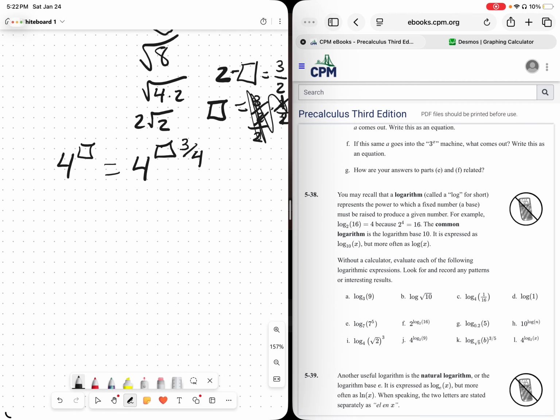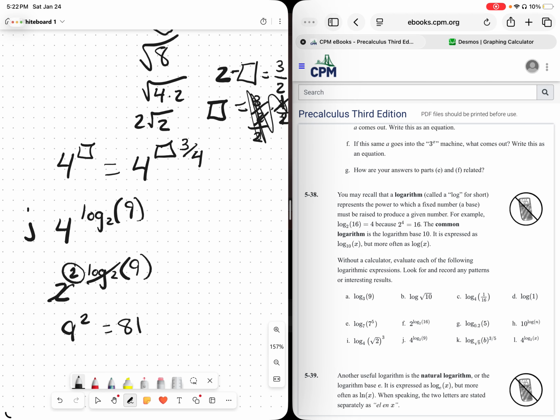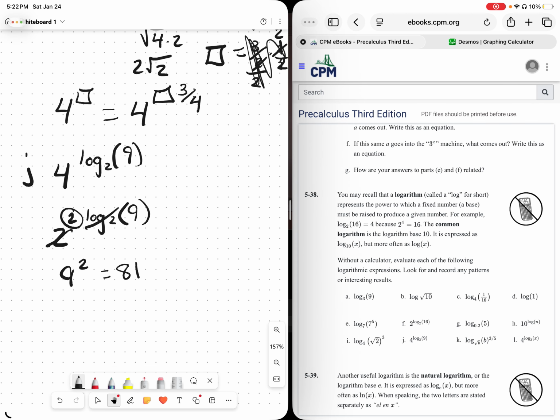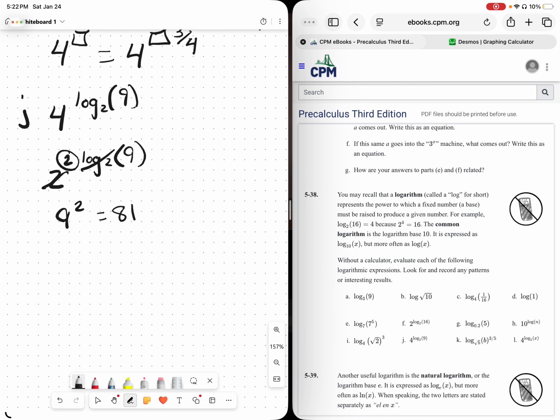A little complicated, right? All right, J, 4 to the log base 2 of 9, right? So again, I need it to match, right? So this is 2 to the second, log base 2 of 9, right? Again, this is an exponent. So even though these cancel, this is an exponent. So this is 9 squared, or 81. Okay. And again, we'll dig into these. There are some log rules, just like there are exponent rules, that'll help you understand these a little better.